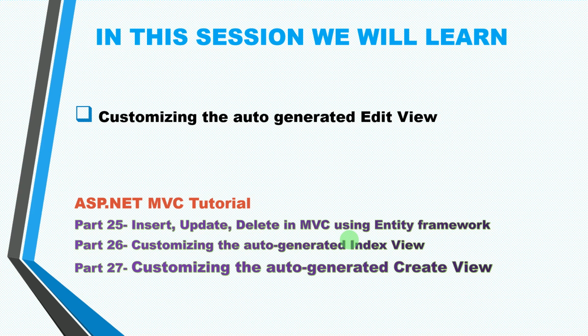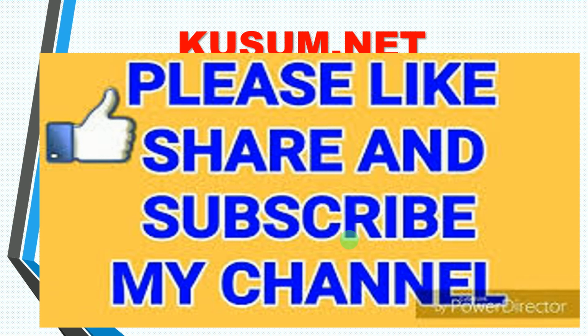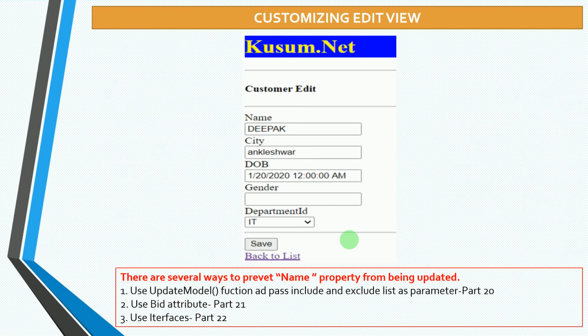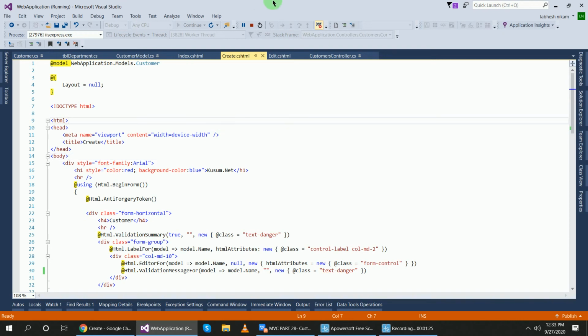Okay, so today we will learn how to customize the edit view. Inside the edit view we will change the name property, change the drop down lists for gender and department id, and we will change the font family. Let's flip to Visual Studio and see what we can do.